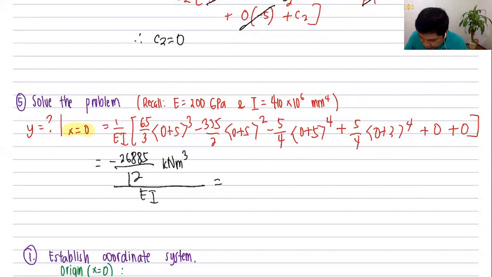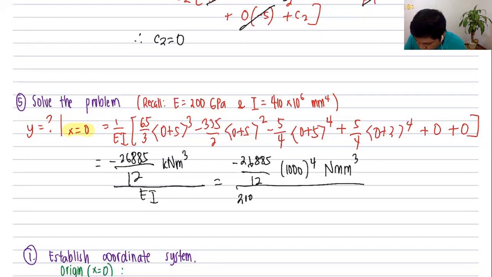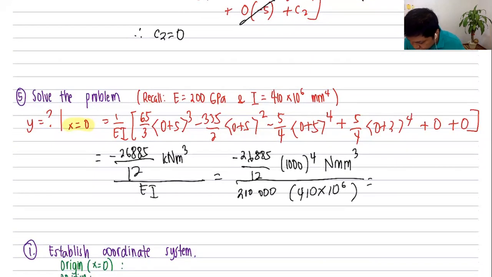Then again, to convert everything into Newton millimeter cube, I multiply this by 1,000 to the fourth Newton millimeter cube all over 200,000 times 410 times 10 to the sixth. This is still equal to, yay, we have shown it's the same, 27.3 millimeters downward. Okay? It's the same as our previous solution.